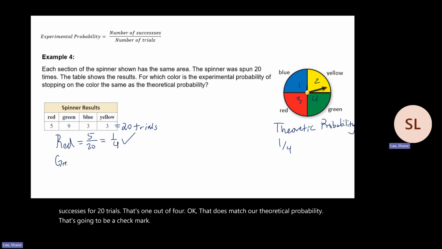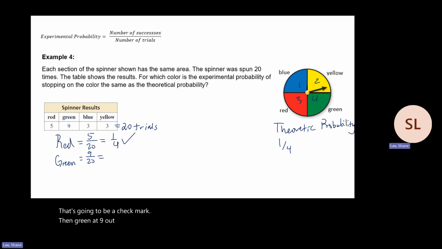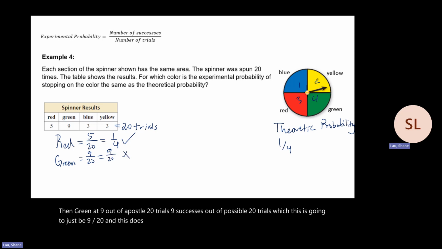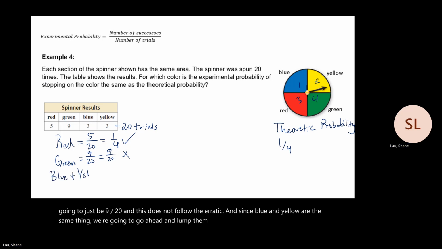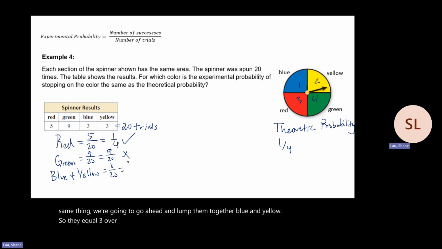Then green had 9 successes out of a possible 20 trials, which is just going to be 9 over 20, and this does not follow the theoretic. And since blue and yellow are the same thing, we're going to go ahead and lump them together, blue and yellow. They equal 3 over 20, and that does not work. So red is the only one that follows the theoretic with its experimental probability.